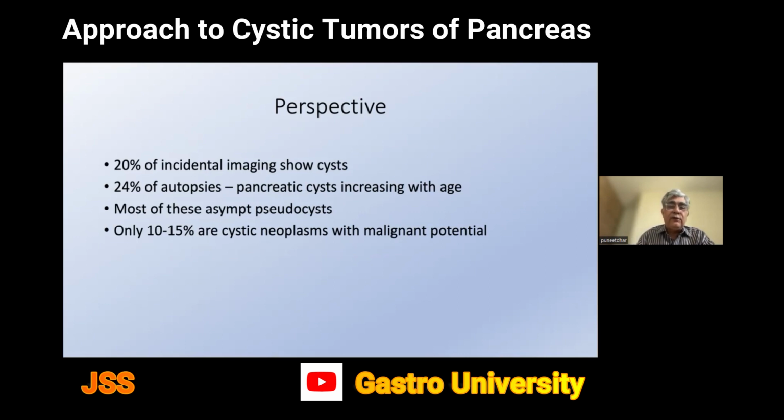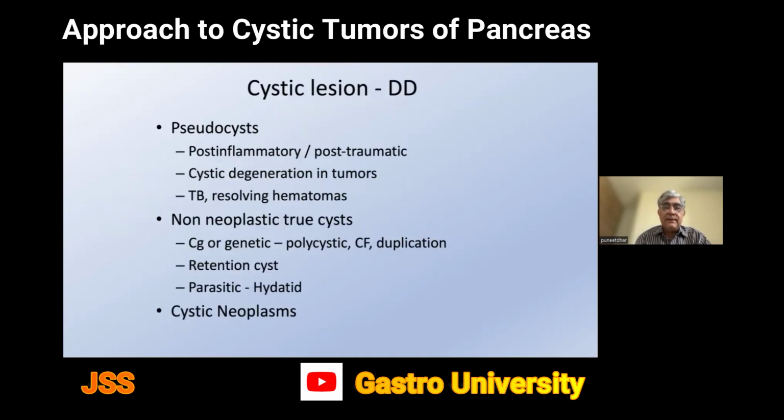And very few of all the cystic neoplasms actually have a malignant potential, which is what we are really worried about. But a larger subset than this 10 to 15% may need to be dealt with on the suspicion that they could be malignant or potentially malignant.